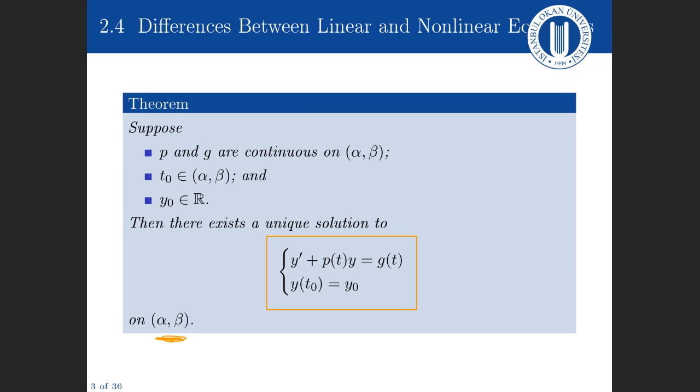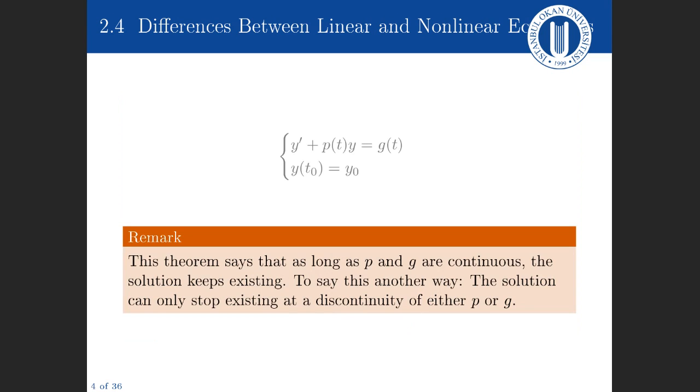In other words, anytime we have a linear equation, as long as the functions p and g are continuous, we know that we have a unique solution. The theorem says that as long as p and g are continuous, the solution keeps existing. Or if we say this another way, the solution can only stop existing at a point where either p or g has a discontinuity.